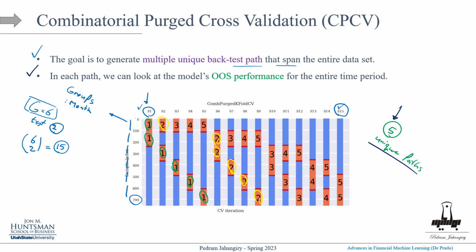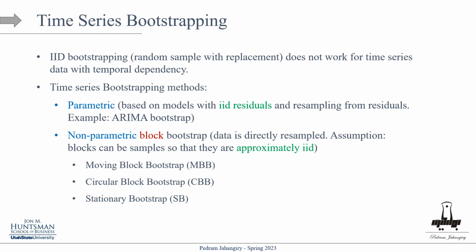So one last thing I wanted to emphasize is that, of course, during this combinatorial purged cross-validation, we are also using purging and embargoing. This means that whenever we have a train and test split, we're going to use purging before and after each training test, and right after the test, we're using embargoing. All right, now let's move on to time series bootstrapping.